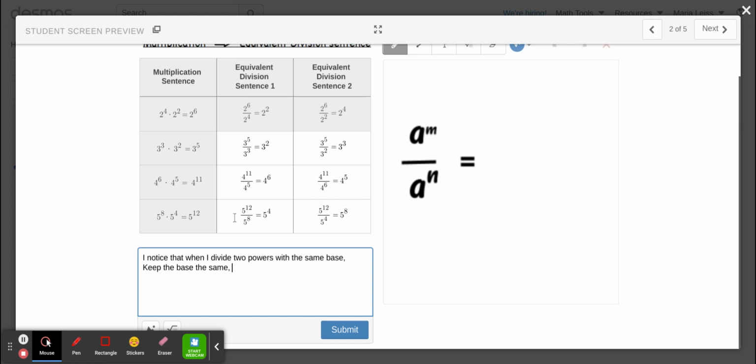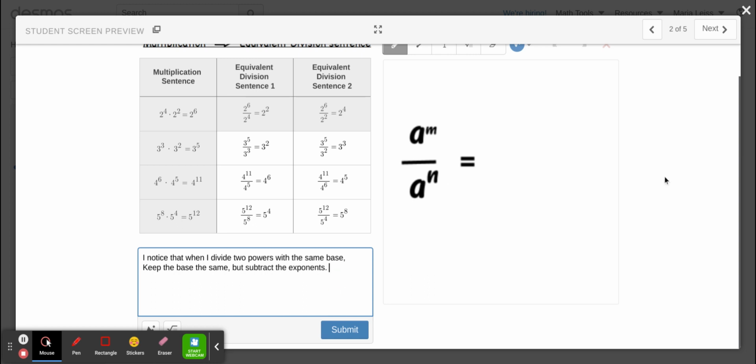And then what did we do to the exponents? We had 12 over 8, and we got 4. 11 over 5, we got 6. 5 over 3, we got 2. 6 over 4, we got 2. Yes, very good. We subtract the exponents. I should put another word in there. There we go, but subtract the exponents.